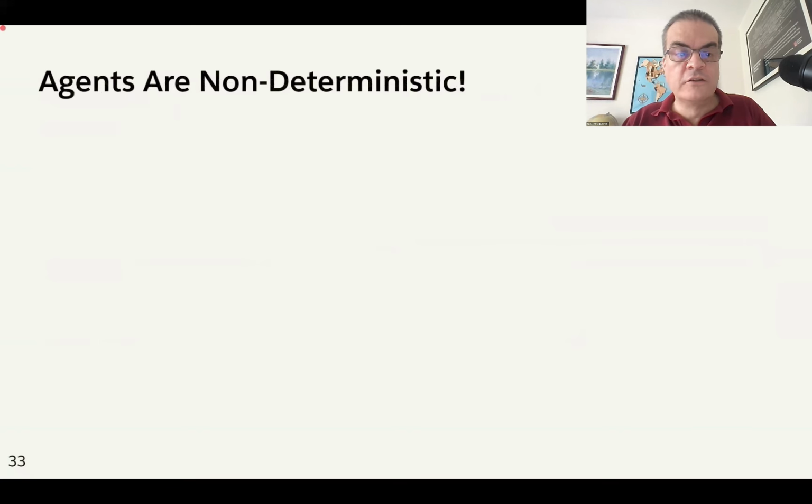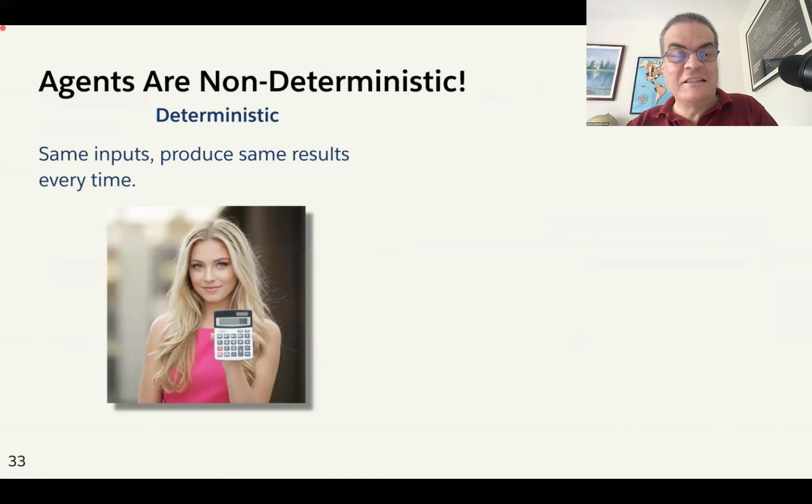All right. So we did talk about that the agents, or AI in general, are not deterministic. What does that mean specifically? Well, deterministic means that if you provide the same inputs, it will produce the same results every single time. If you enter 21 times 2, it will always give you 42. In the morning, in the afternoon, in the evening, it will always give you the same thing. It is deterministic. That's how we have been writing code forever.